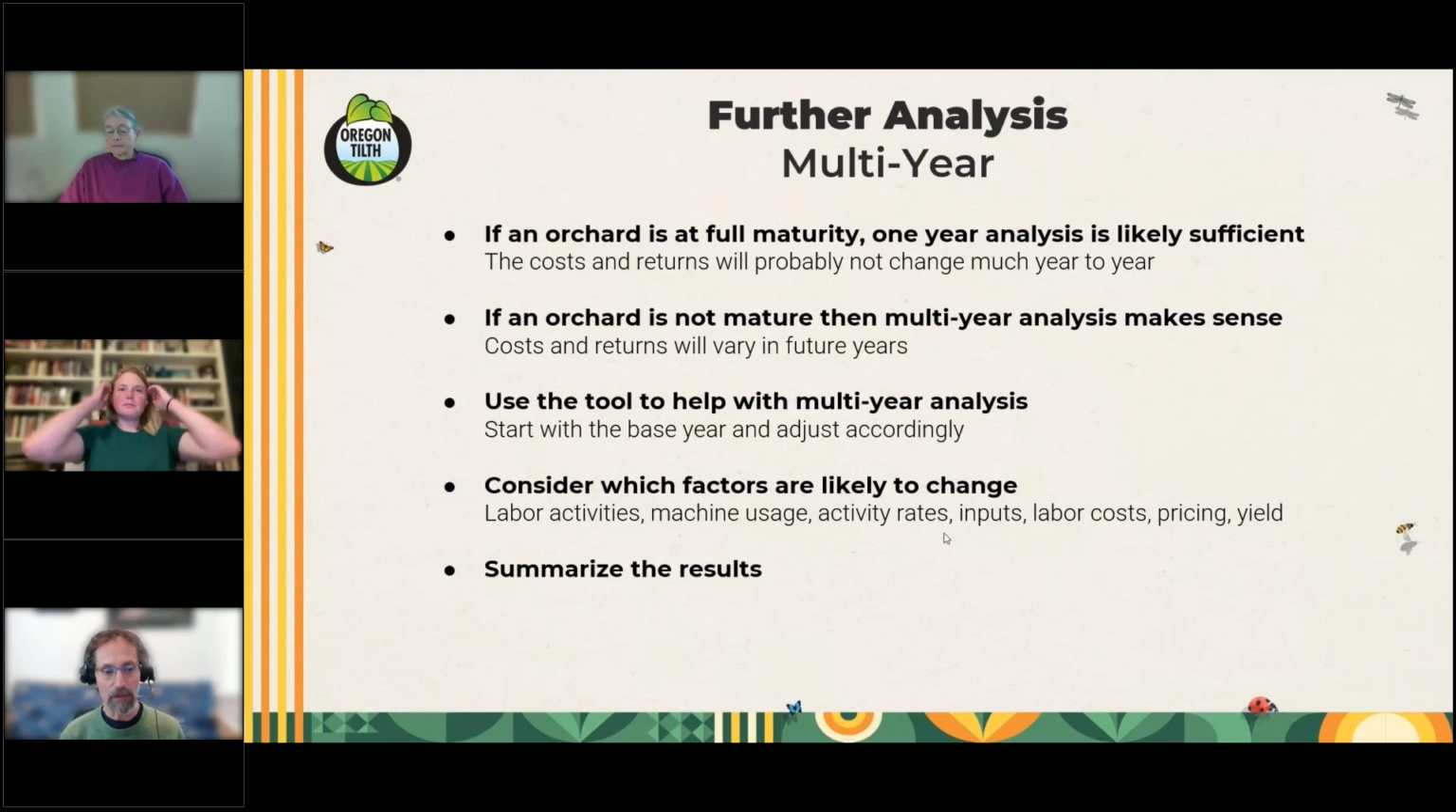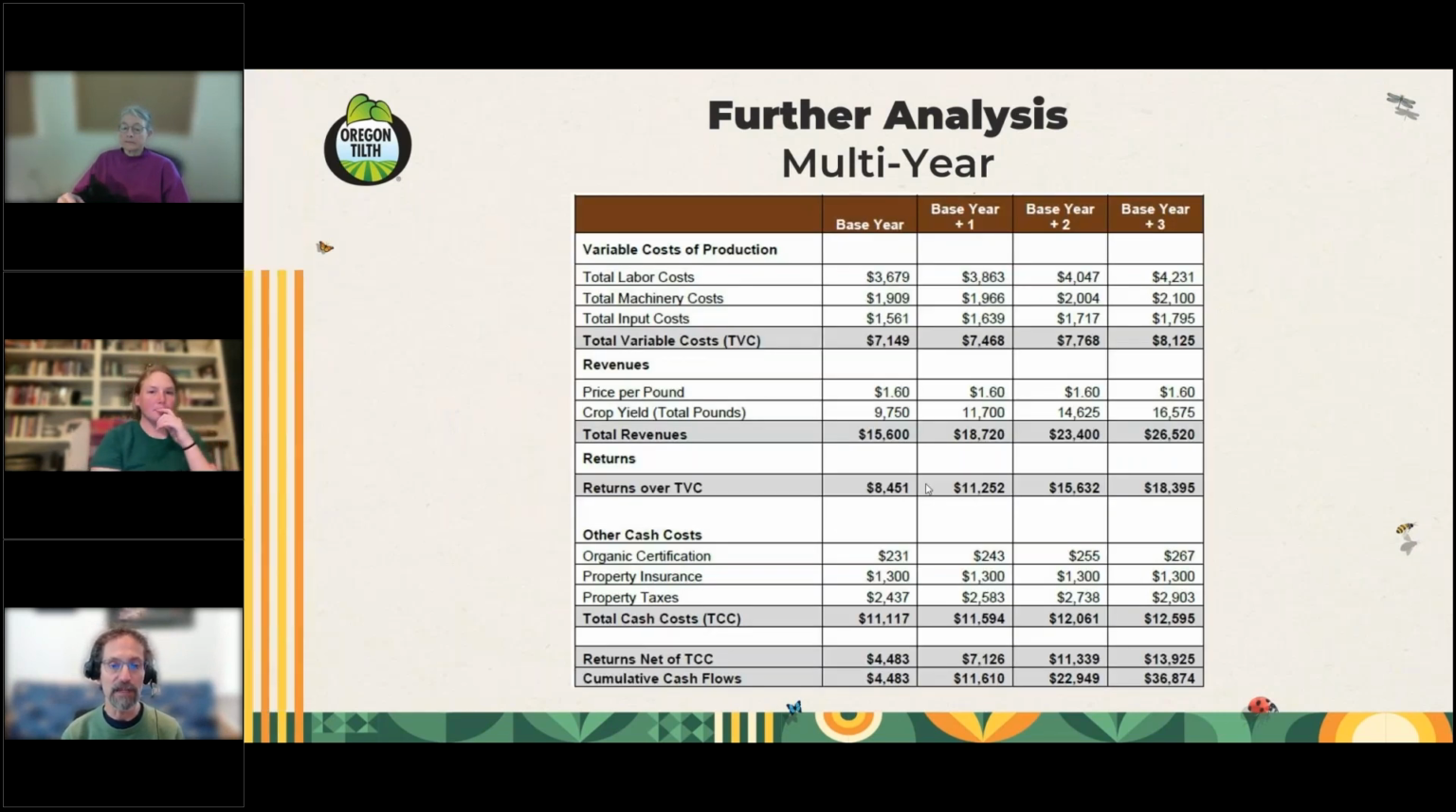So, might the labor activities be different in the future? Might you change the machines that get used? Will the activity rates change? Will it take more or less time to prune the orchard as the orchard matures? Some of those considerations. And then you'll gather that information on a year by year basis, and then you can summarize the results in a table similar to this.